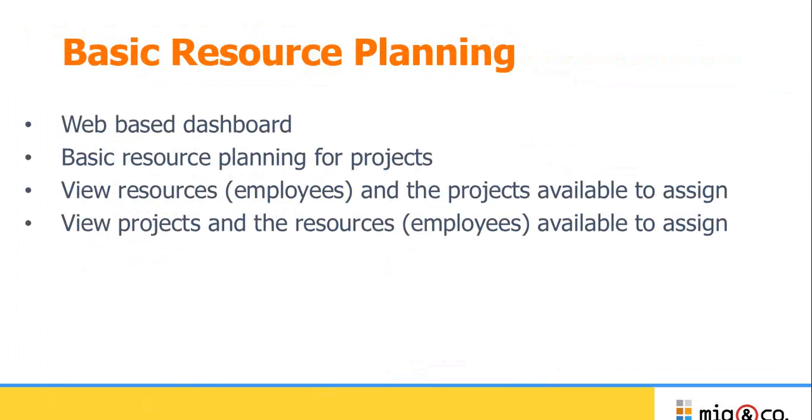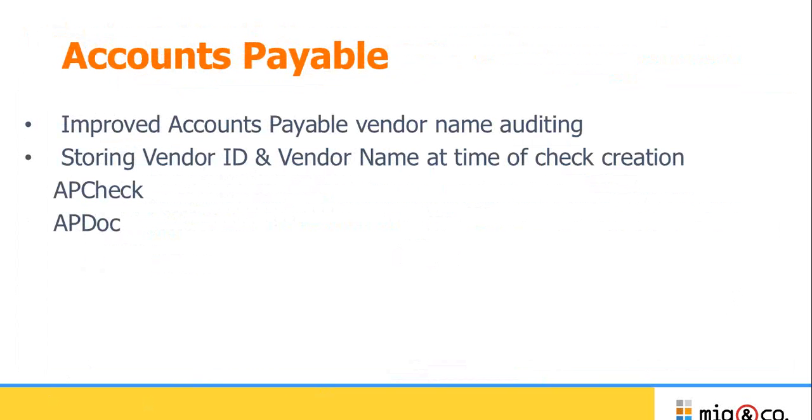Okay, accounts payable. In accounts payable, the improved vendor auditing. As you know, it used to be that if somebody changed the vendor name in the vendor maintenance screen, then that vendor name, the previous one, was forever gone, and tracking that was not part of Dynamics SL. I had a lot of customers that would say, I want you to write a script, or we could just document what changes were occurring on the vendor.